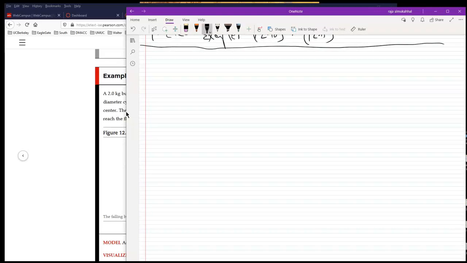Okay, example 14. This one is a little tough, and I believe there is a problem in the homework similar to it, so pay attention to it. Example 12.14.